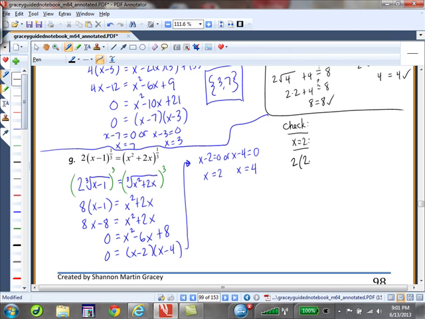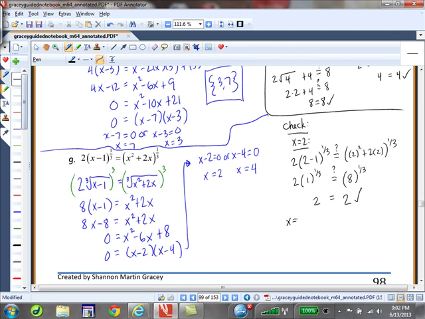So 2 times 2 minus 1 to the 1/3. Is that equal to 2 squared plus 2 times 2, all raised to the 1/3? So 2 times 1 to the 1/3, is that equal to 8 to the 1/3? Well, 1 to the 1/3 is just 1, so we'll get 2. 8 to the 1/3 is the cube root of 8, which is 2. So that answer checks out.